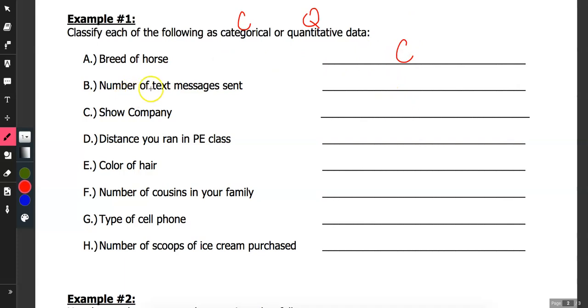Question B, number of text messages sent. Maybe you sent 10, maybe you sent 30. Those are number answers, clearly quantitative. Okay. The last one, the show company, I think we're talking like, I don't know, maybe like a Broadway show company or like a TV show company, whatever you want to think of it as. But you guys can try the rest of those on your own and then we'll go through them together.